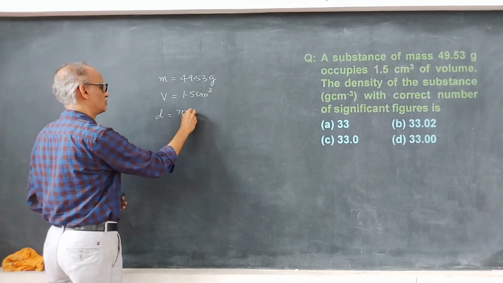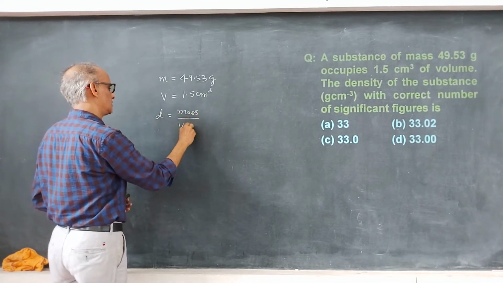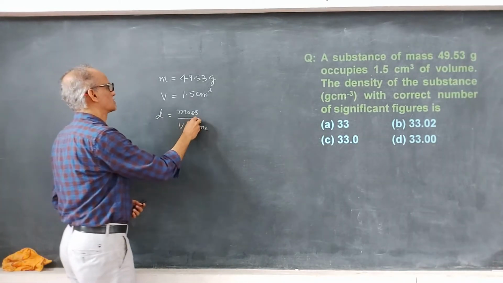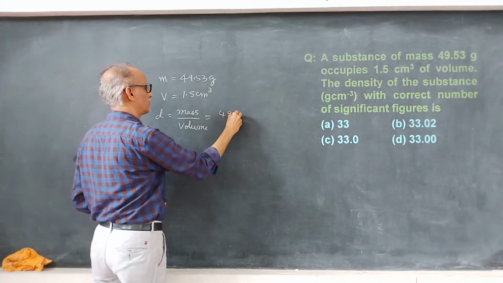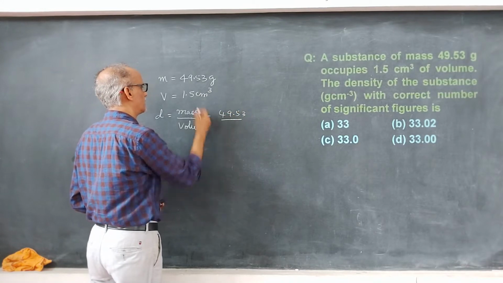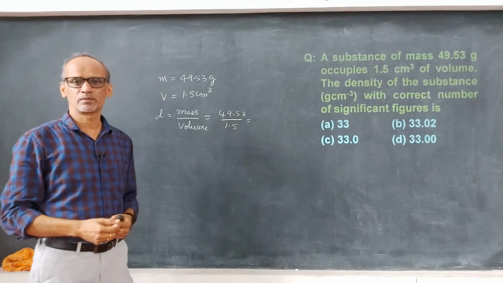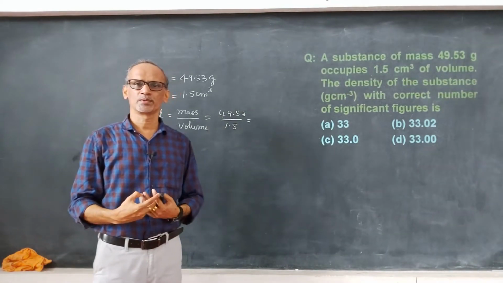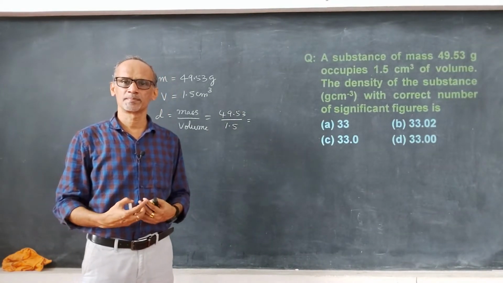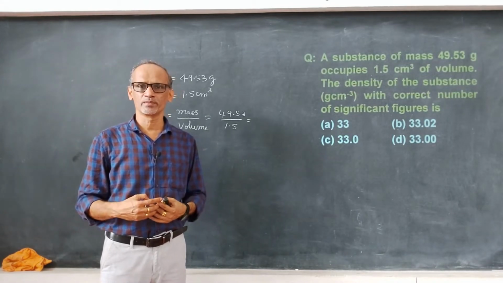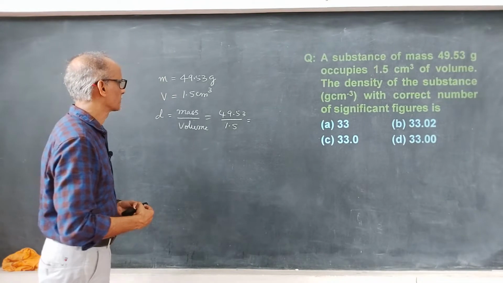Density is always the ratio of mass to the volume. The value of the mass is 49.53 divided by 1.5. Now, this is an objective question where we are not supposed to use the calculator. Then how to get this particular answer? Let us use the rules which are used in rounding off a digit.